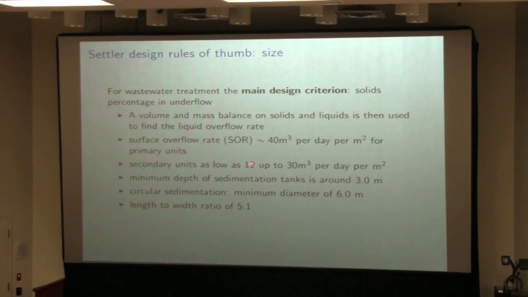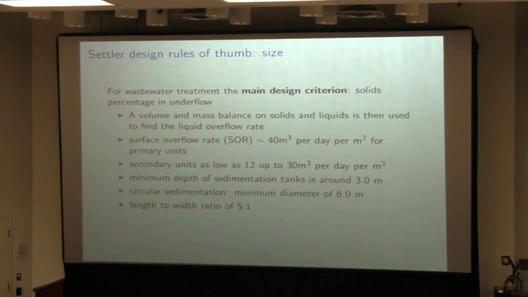So these are some guidelines for most wastewater treatment processes. That overflow rate is in the order of 40 meters cubed per day per meter squared, though there are designs getting lower and lower, about 28, 25 per day, depending on some of the newer designs. Secondary clarifying units are between 12 and 30. Those are typical specs. The minimum depth of these units is around 3 meters. So they usually won't go smaller than 3 meters, but you also won't go much, much bigger than that, given the rule that the depth isn't too much of a factor.